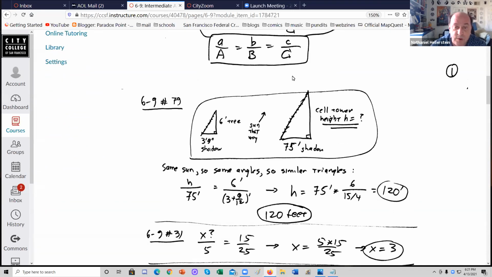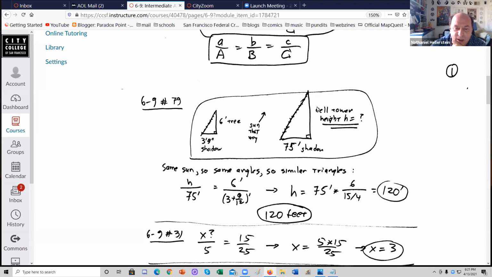Here we have some similar triangles, a small tree and a cell tower being lit by the sun, same height in the sky. So these are similar triangles, and they're both standing straight up. These are right angles, and the angle of the sun is the same. The tree is 6 feet tall, and its shadow is 3 feet 9 inches. And here's a cell tower with a 75-foot shadow.